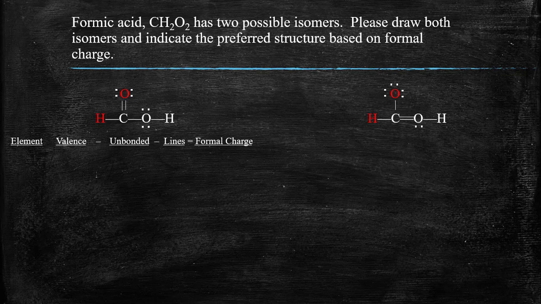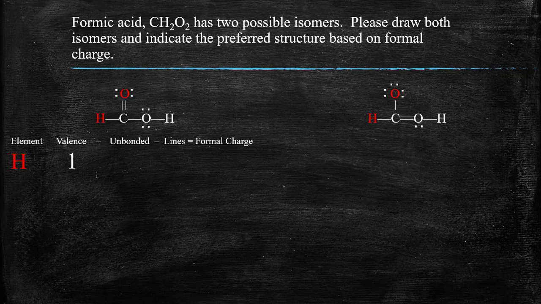So the formal charge is equal to the number of valence electrons minus the number of unbonded electrons on that element minus the number of lines going to that element. So we're going to go through it element by element. The red hydrogen and the red oxygen are labeled red just to differentiate them from the white oxygen and the white hydrogen. So we start with the red hydrogen.